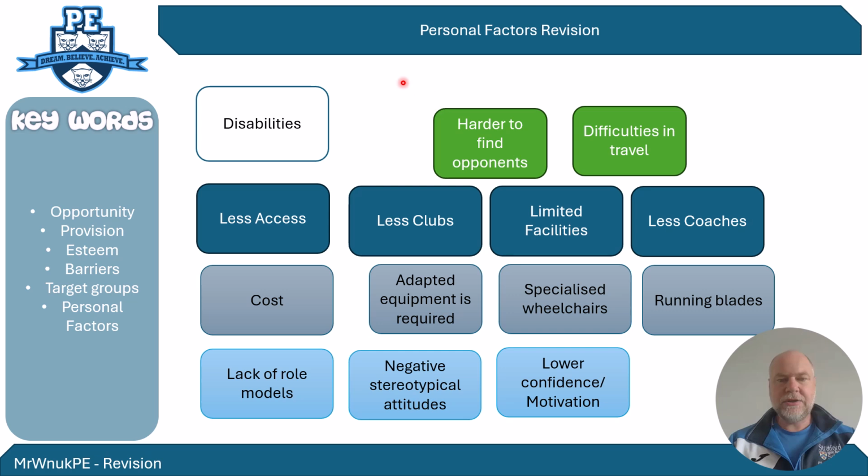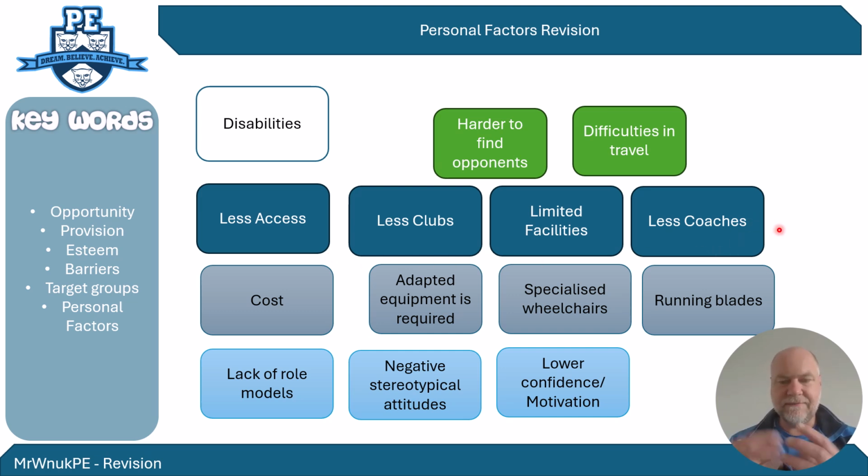So when we're looking at barriers for people with disabilities, they tend to have less access to clubs, less opportunity to be able to get to those clubs, because there are fewer clubs available to people with disabilities in local areas, and that's why they have less access. And obviously their disabilities make it harder to get to those places. They have limited facilities, it takes certain types of facilities and there aren't as many coaches. So that sort of comes down to provision.